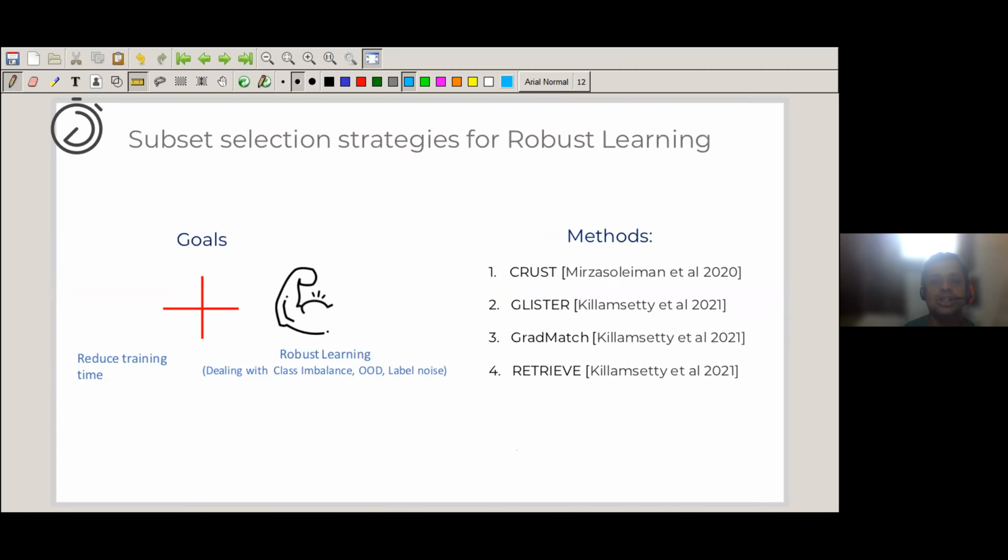Okay. So what we have talked about is efficient learning. Next, we'll talk about robust learning. You not only want to reduce training time, but now you also want to be robust. Why we say robust is because, as I pointed out earlier, maybe the entire training data set is not worth it. You may want a subset of the training data which is noise free.